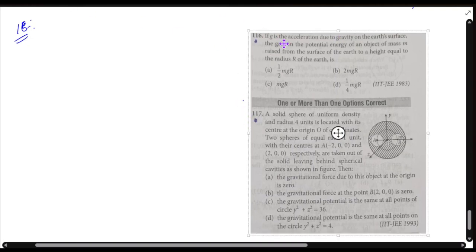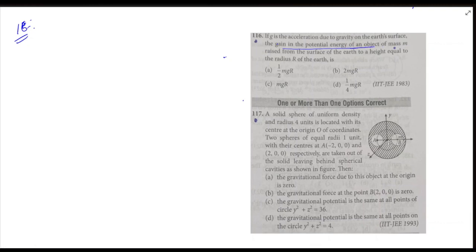Okay. So g is the acceleration due to gravity on Earth's surface. The gain in potential energy of an object of mass m raised from the surface of Earth to a height equal to the radius. So look, the object is here and then it reaches here. So this is R.